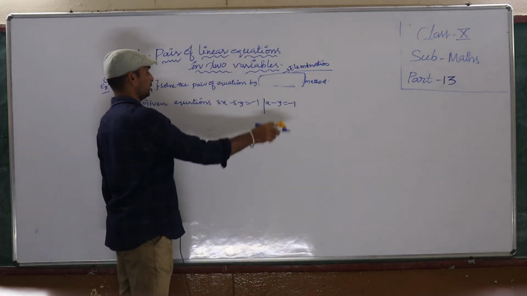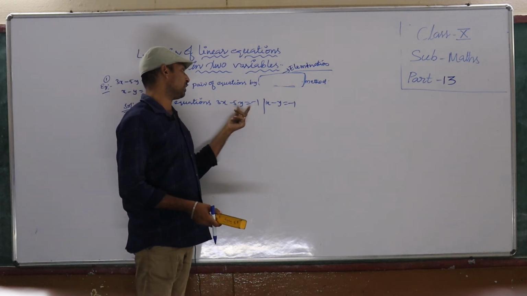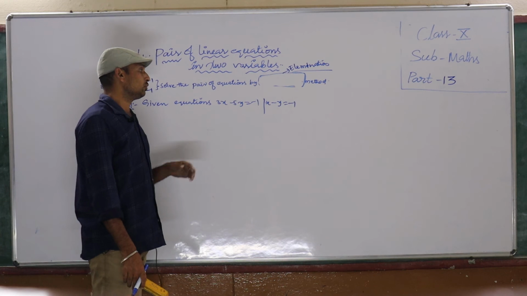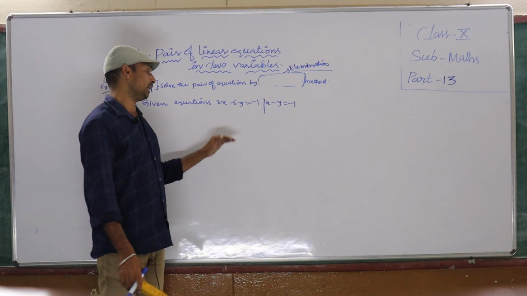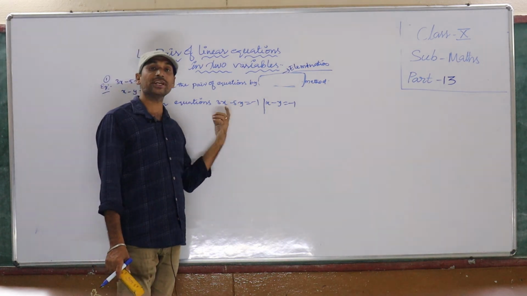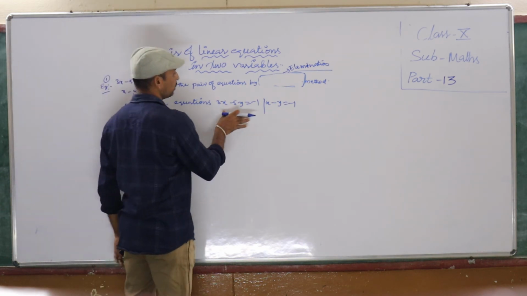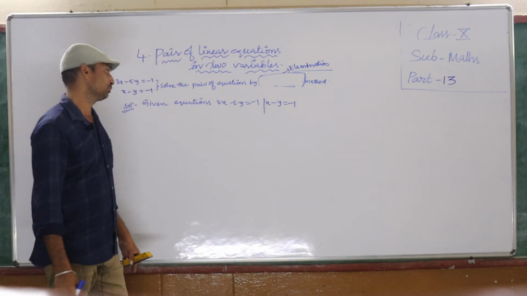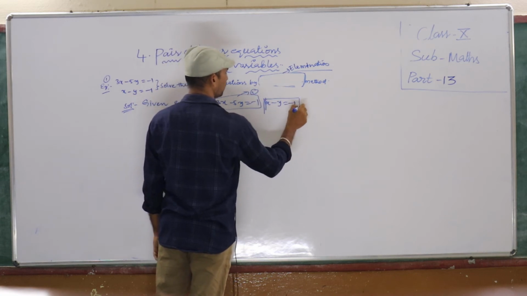Okay, elimination method. So while taking the elimination method, from the two equations we have to eliminate x or y. To eliminate x or y, as we have discussed in the previous class, first we have to make the coefficients of x or y equal, right? Generally we will take x always. So I am making the x coefficients equal. This is equation number one. This is equation number two.